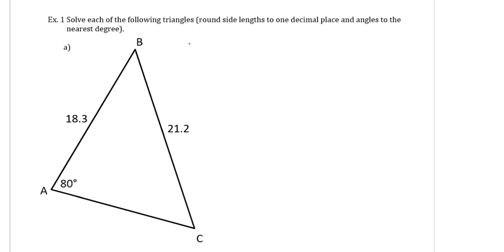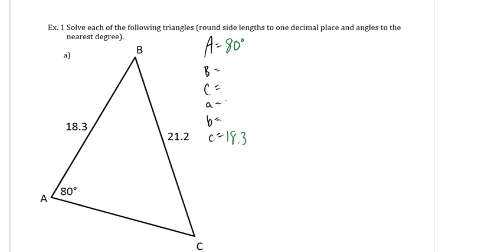Still going to use our little summary here. A equals, B equals, C equals, A equals, B equals, C equals. And I can fill in some of the information that I already know. So A is 80. Little c is 18.3. For some reason, we don't have units here. Little a is 21.2. So those are the ones I have. I have to find the other three.